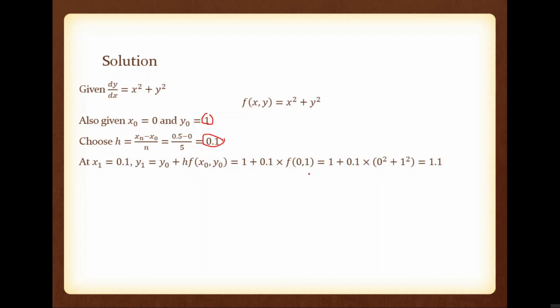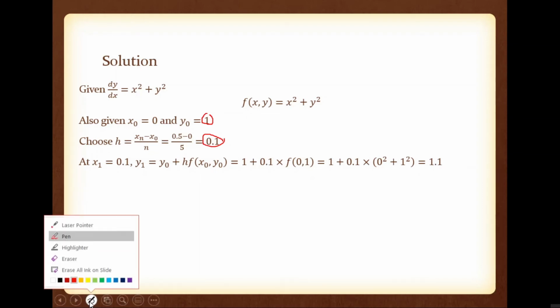f of 0 comma 1 is 0 square plus 1 square, that is 1. So 1 plus 0.1 into 0 square plus 1 square. So equal to what? 1 plus 0.1 into 1, that is 1.1. Is it correct? Yes, okay. So now find the remaining values.